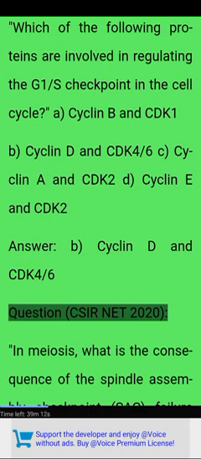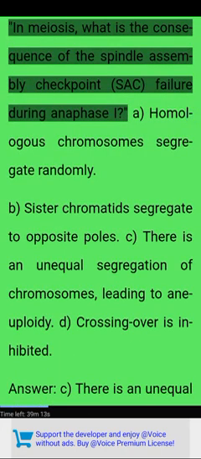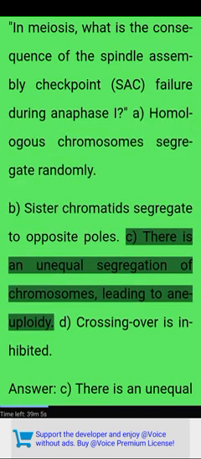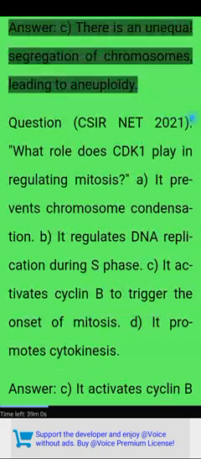Question CSIR NET 2020. In meiosis, what is the consequence of a spindle assembly checkpoint (SAC) failure during anaphase I? A. Homologous chromosomes segregate randomly. B. Sister chromatids segregate to opposite poles. C. There is an unequal segregation of chromosomes, leading to aneuploidy. D. Crossing over is inhibited. Answer: C. There is an unequal segregation of chromosomes, leading to aneuploidy.